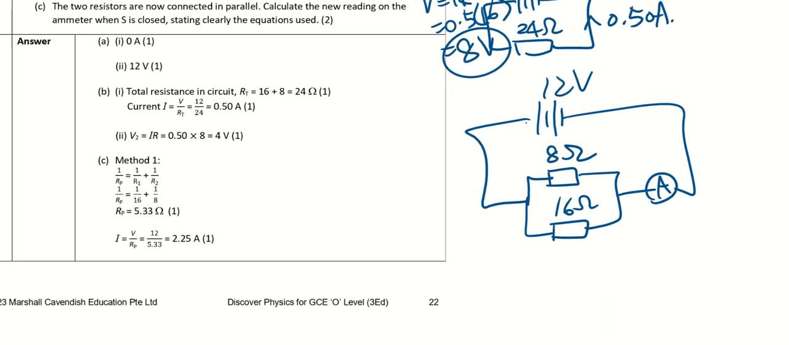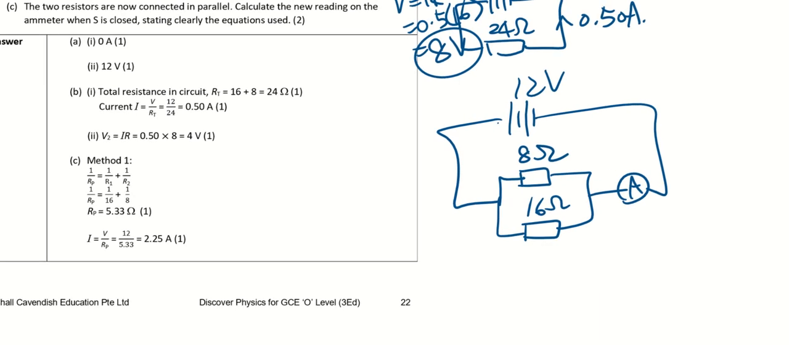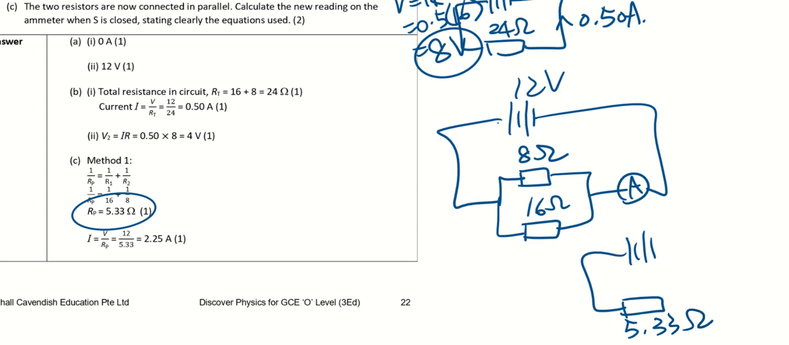What is the effective resistance? It is 5.33 ohm. Okay, I just use this. So then I will redraw this as 5.33 ohm. Okay, I have my 12 volts. Then I can calculate the current by using V equals to IR.